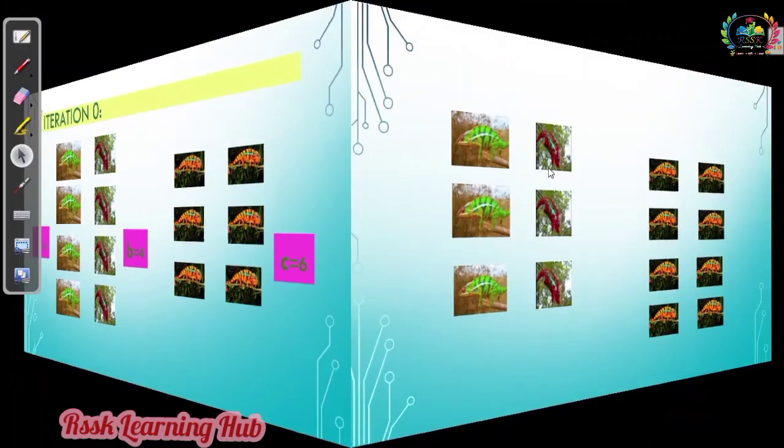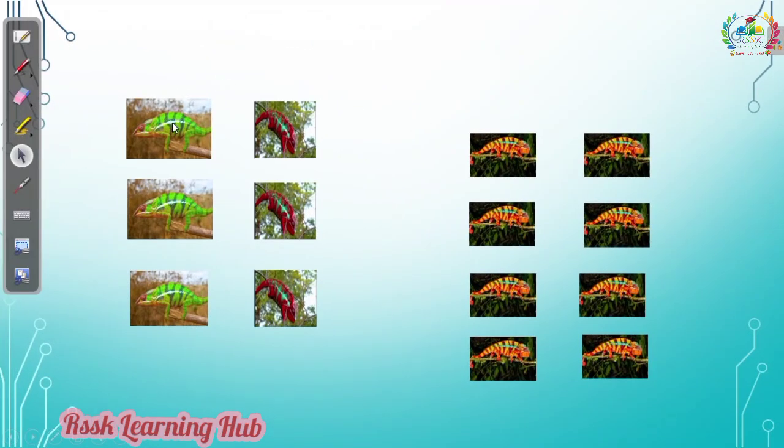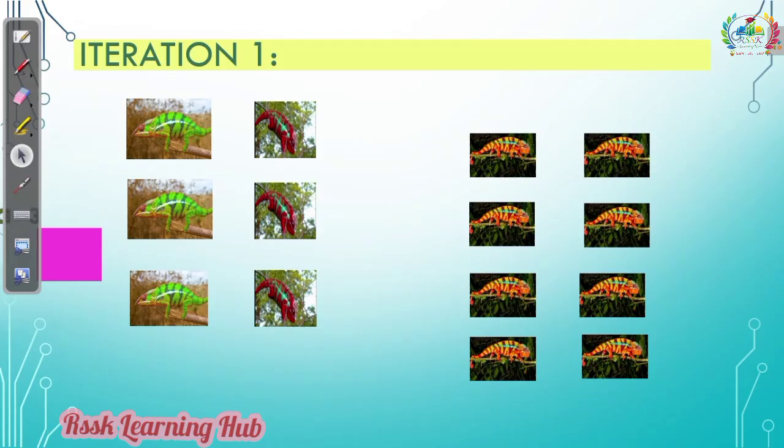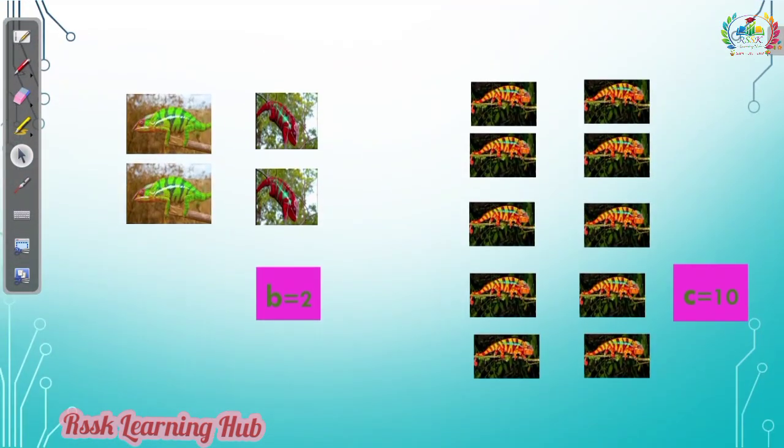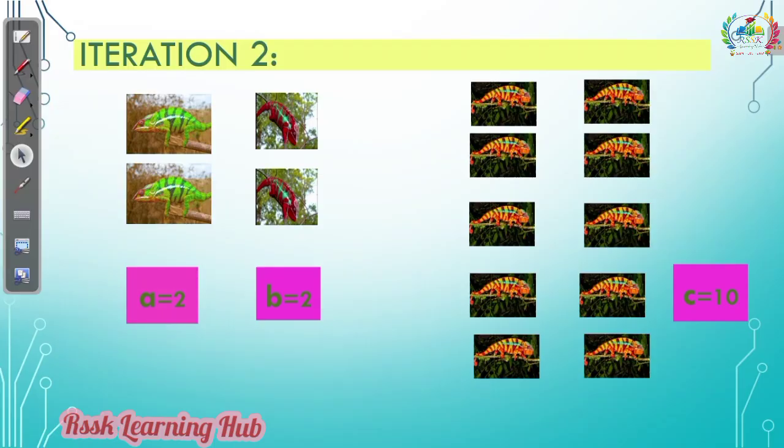Now moving to our first stage, what will happen? 4 minus 1 is 3. Similarly for red also 3. What will happen to the C value? Already 6, and this 2 will get added here. So C equals 8. This is your first stage. Moving to the second iteration, automatically 3 will get minus 1. So A equals 2 and B equals 2.